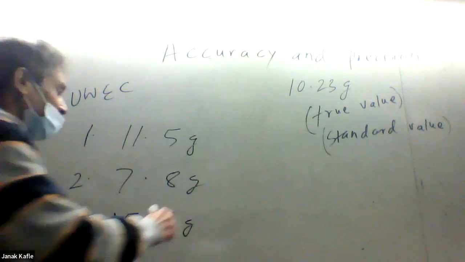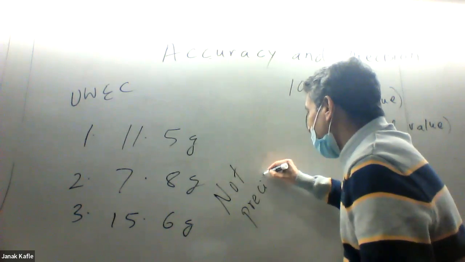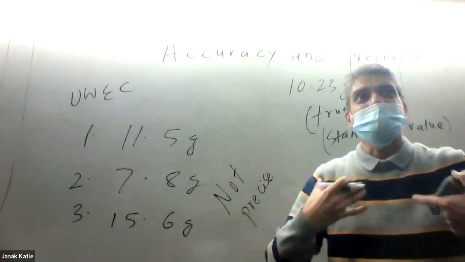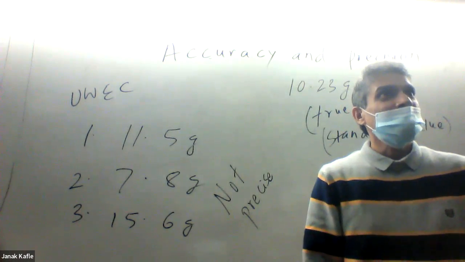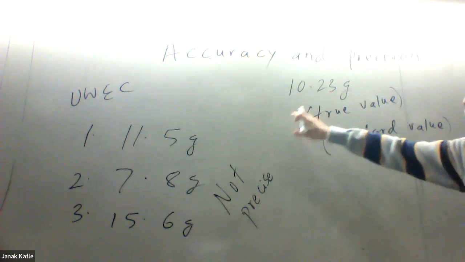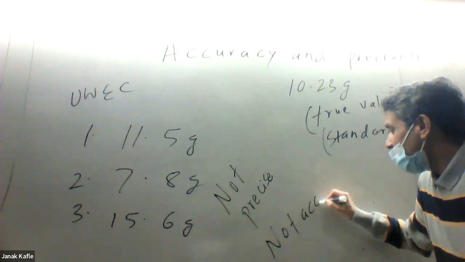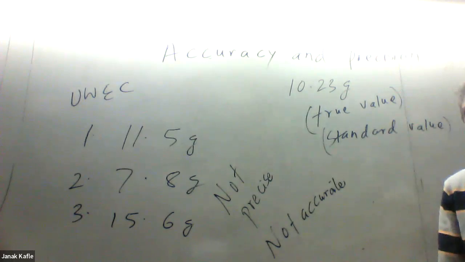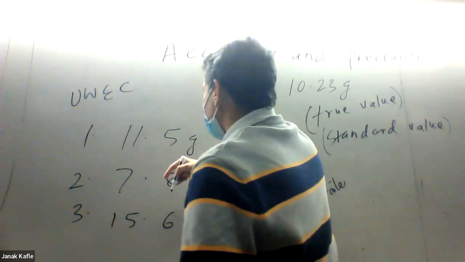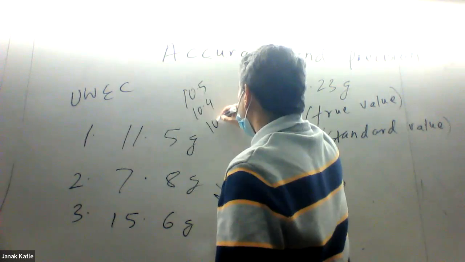So I am not precise. This is called not precise because I am not able to find numbers close to each other. That's my measurement. Make sense? So I'm not precise. Am I close to the true value? No, I'm not close to the true value, right? So I'm not accurate, like this. Everybody got that? So if I have something like this, if I measure the mass, let's say I got one time 10.5, another time 10.4, another time 10.1.